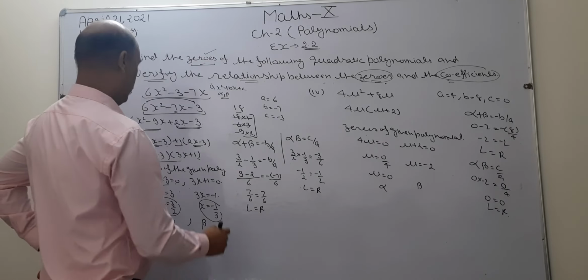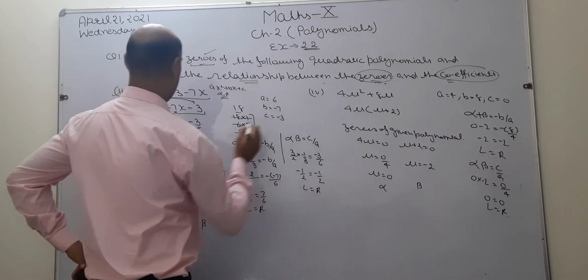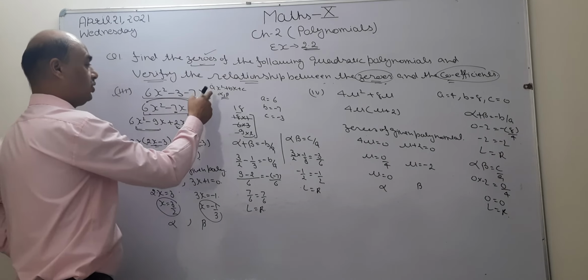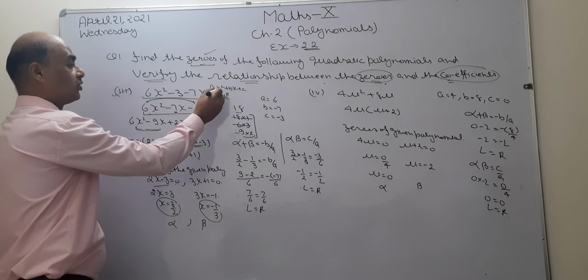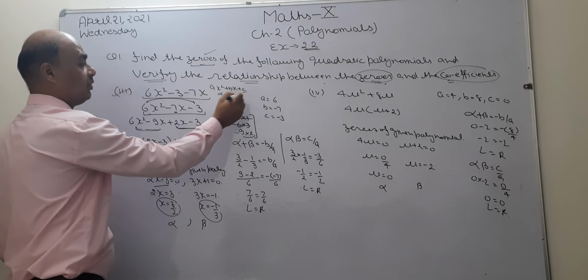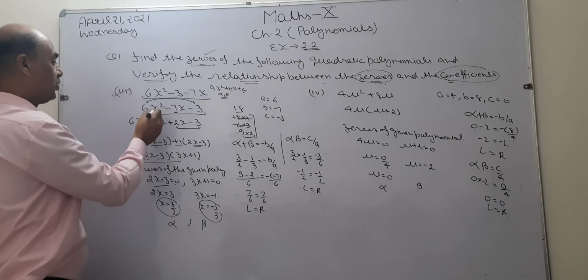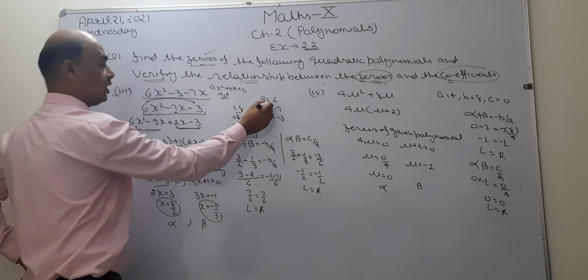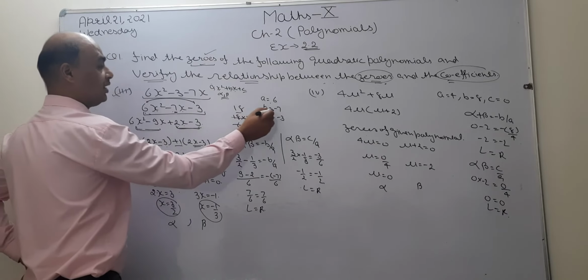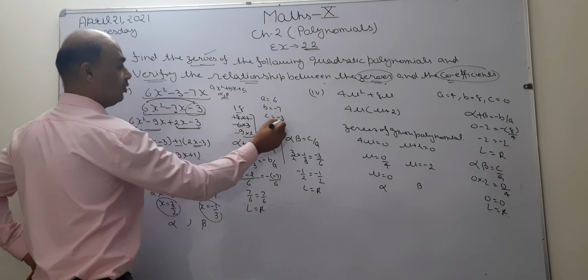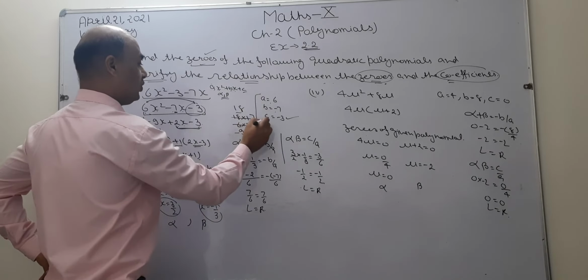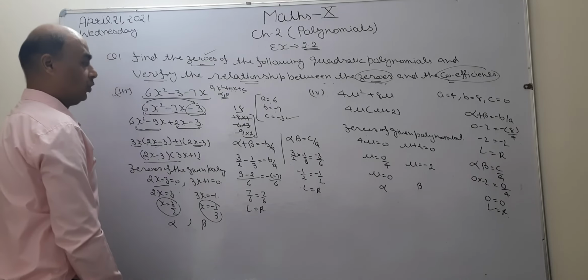Now I am going to find the coefficients from this polynomial. Comparing here, coefficient of x square is a, coefficient of x is b, and last term is c. Now see, same, coefficient of x square is a becomes 6, coefficient of x is b becomes minus 7, and the last term is constant value c. These are the coefficients of the given quadratic polynomial.